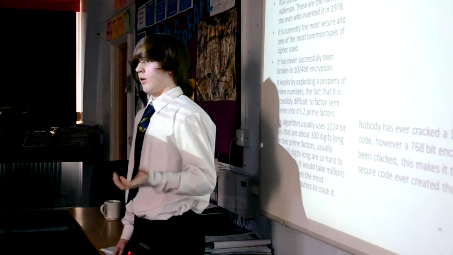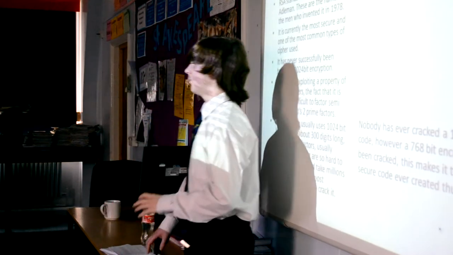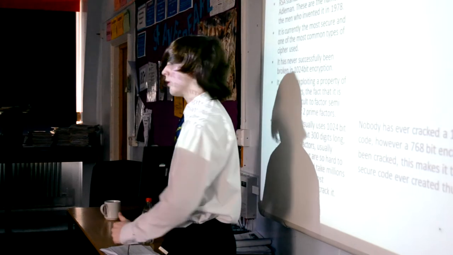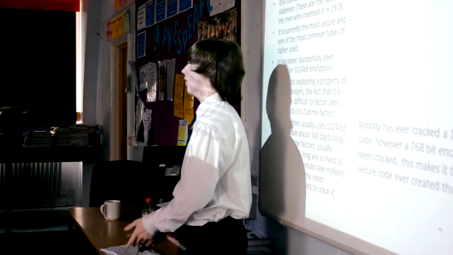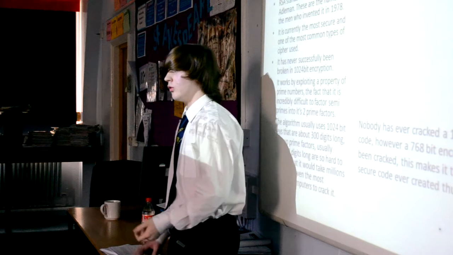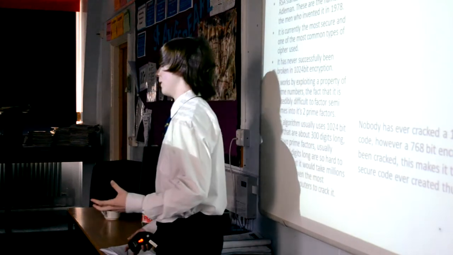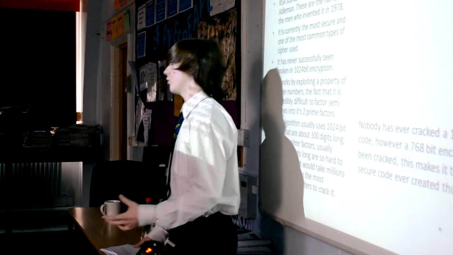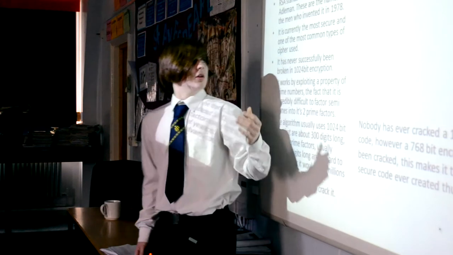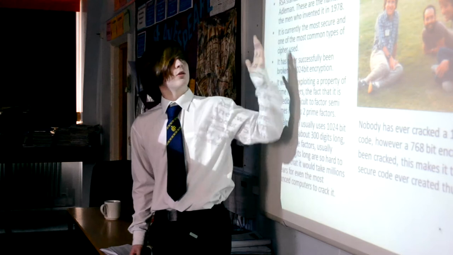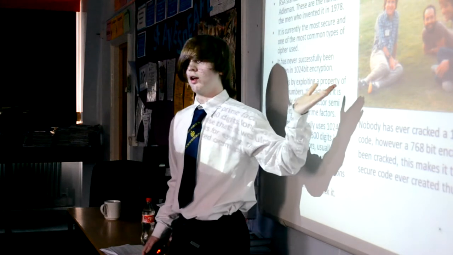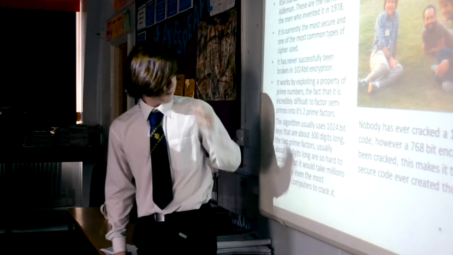Next I'm going to talk about the RSA algorithm. This is a very, very secure cipher method. This is what we use to protect our credit cards and our bank details, and the Secret Service use it. It relies on the fact that a semi-prime number, which is a product of two primes, is incredibly hard to factorize. RSA stands for Rivest, Shamir and Adleman, and this is what they looked like when they invented it in 1978.